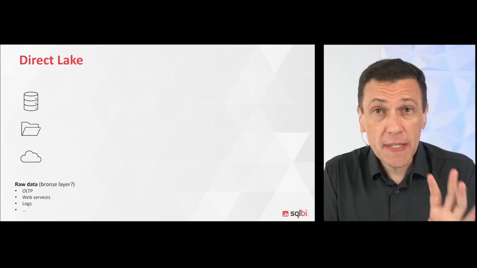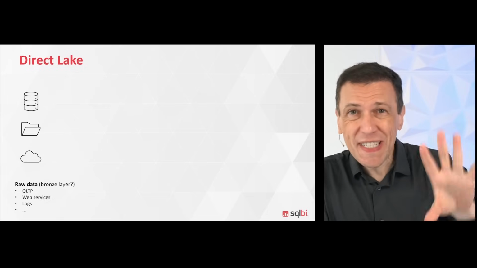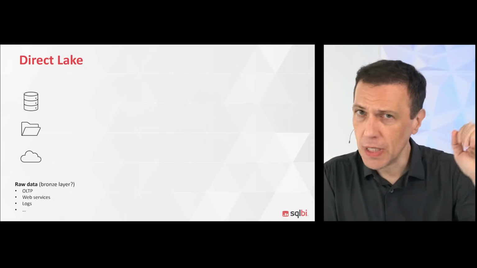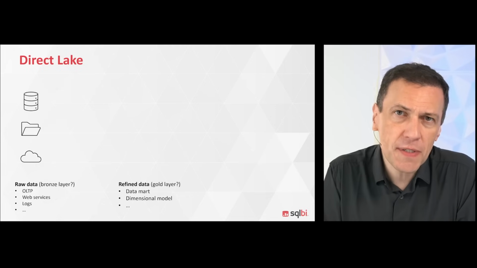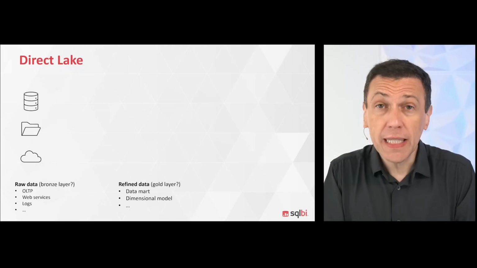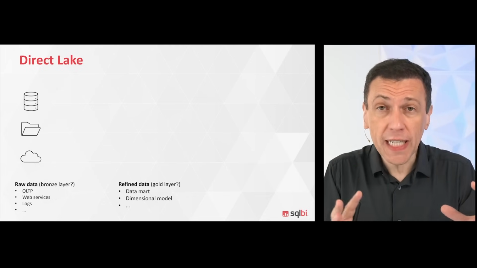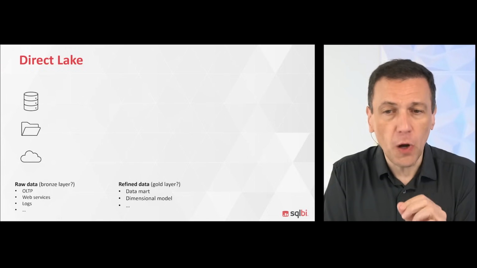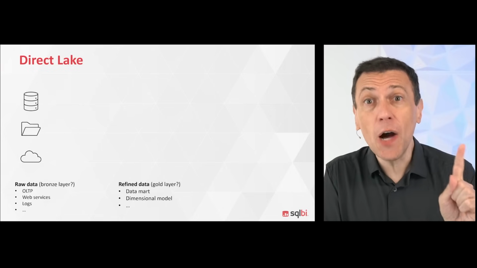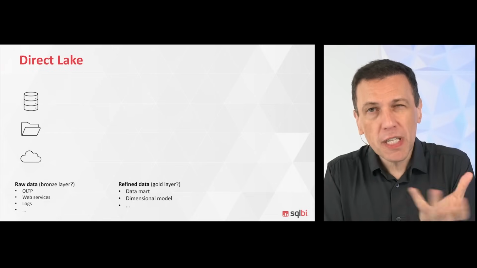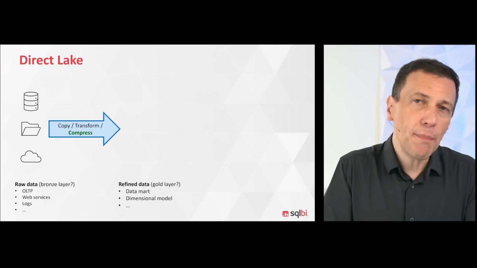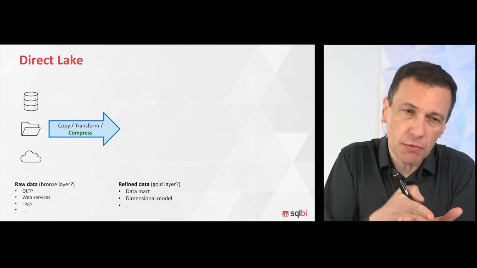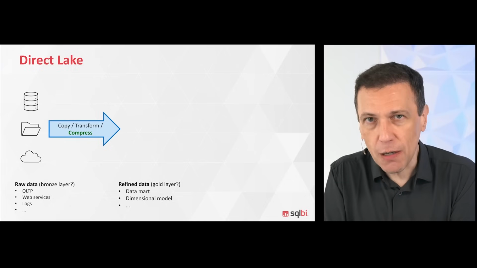So the initial part is the same that we described before. We have several initial data sources, relational databases, file services that have a structure of the data that is not good for the semantic model. So first of all, we have to copy, transform, and now compress the data. Because if we want to use Direct Lake, what happens is that we will connect directly to the data stored in the Lakehouse.